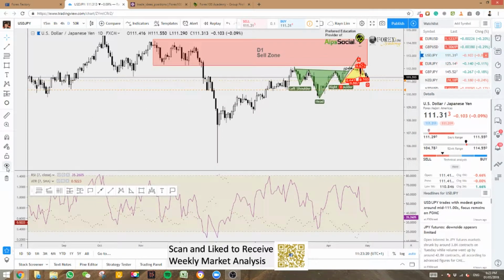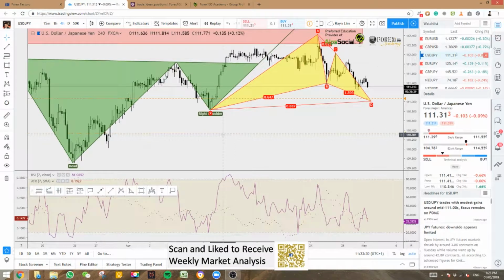Back to daily chart. This is my analysis. On the daily chart, there's an inverted head and shoulder. I'm looking to buy all the way up to 113. Head down to 4-hour chart, where I have a harmonic Gartley pattern. The Gartley pattern will end at 111 area, so it's a deep Gartley for this trade.